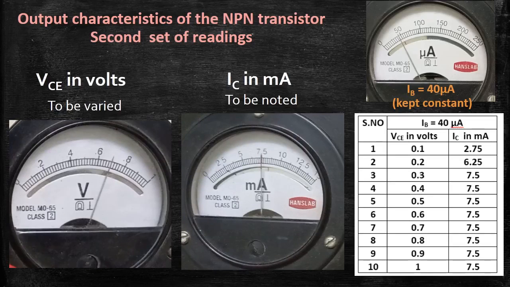Now it is increased from 0.7 to 0.8. Again the value of IC is 7.5. Now the value of VCE is increased from 0.8 to 0.9. Again note down the value of IC, 7.5. Now I am going to take the final reading. Now it is kept at 1 volt. Okay. Look at the reading. VCE value is 1 volt. IC value is 7.5. Okay.